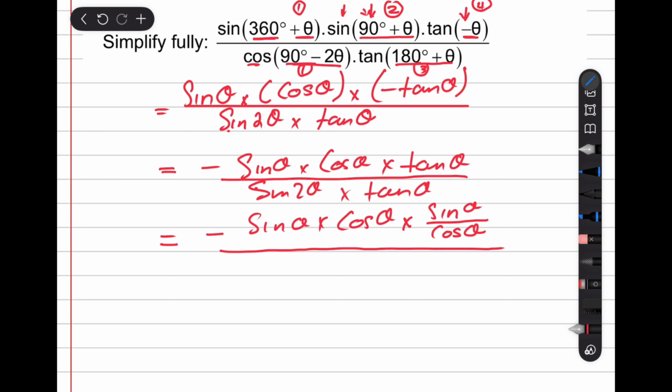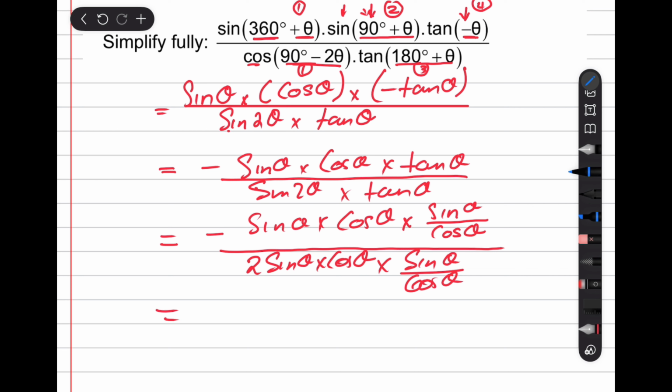Then all over, we're having sine 2 theta. Sine 2 theta, we also don't want to have that one as well, remember. So this is a double angle. We find it on the formula sheet there. So this is equal to 2 sine theta times cos theta multiplied by tan theta. Tan theta, we said that we don't want to have this, so we are going to have sine theta all over cos theta, right?